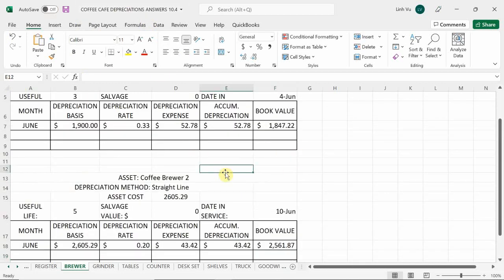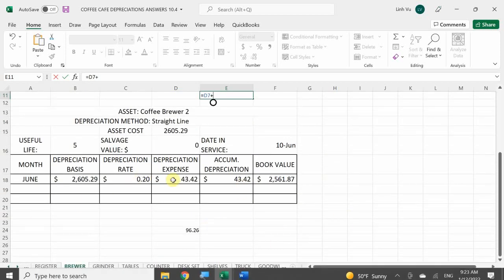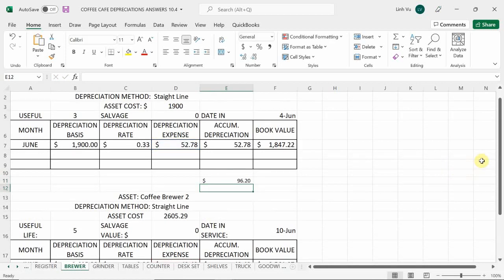Okay. So in this case, I have two values here that I'm going to add together on the side here. The depreciation expense for my first coffee brewer is the $52. And my second coffee brewer is going to be the $43. So in this case, the grand total is $96.20. Yes, question?